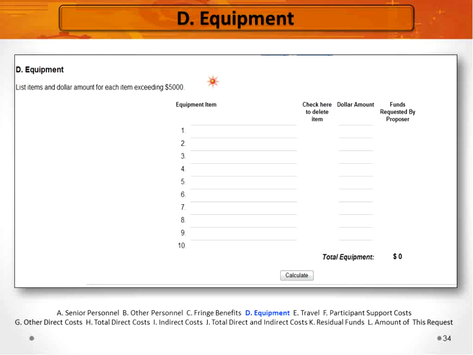So in addition to the price of the equipment, you would need to factor in the cost of any attachments or accessories needed to make that equipment usable for your project's purposes. So for example, if you're purchasing a piece of equipment that costs $4,000, but it also needs 2 attachments that cost $500 each to make it usable, that would bring the total acquisition cost for that piece of equipment to $5,000, and it would be budgeted in this category.